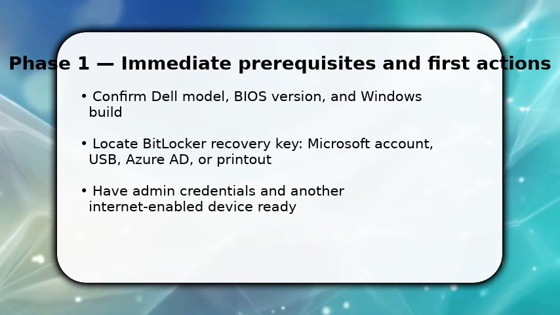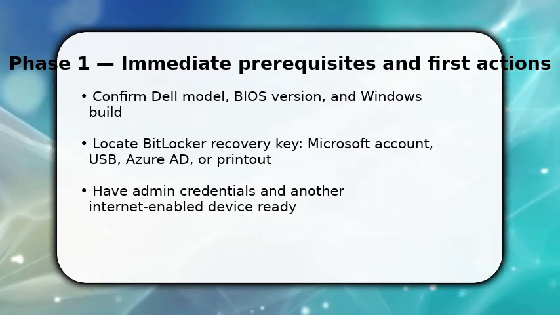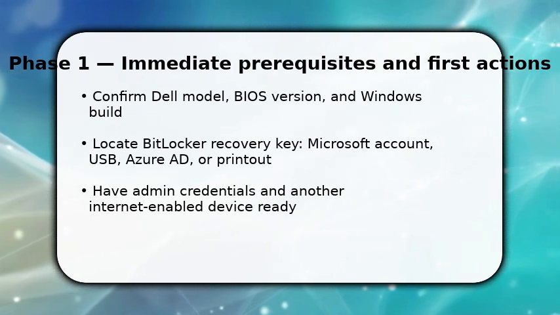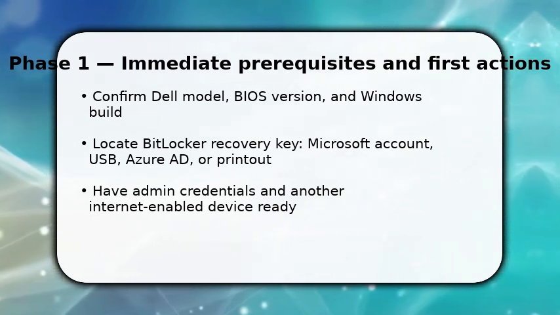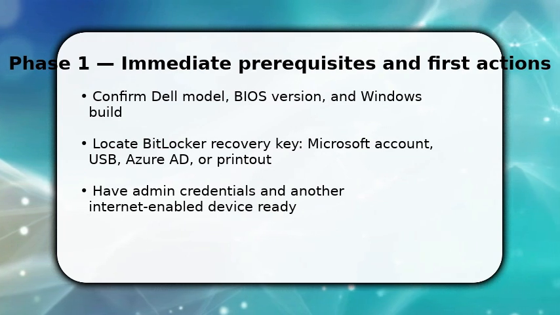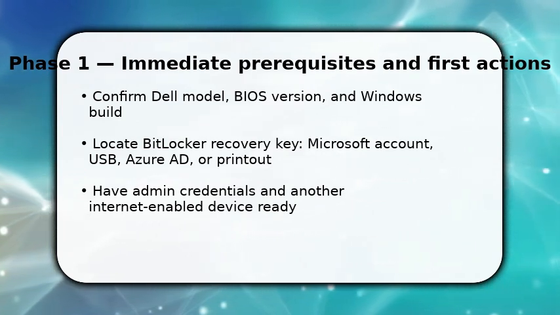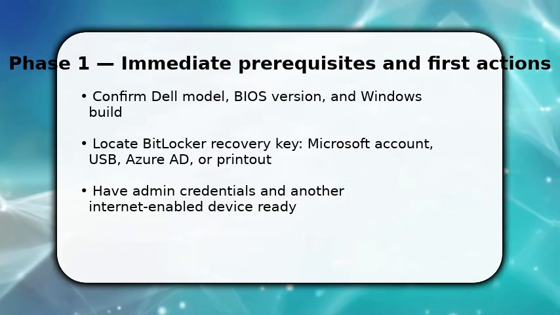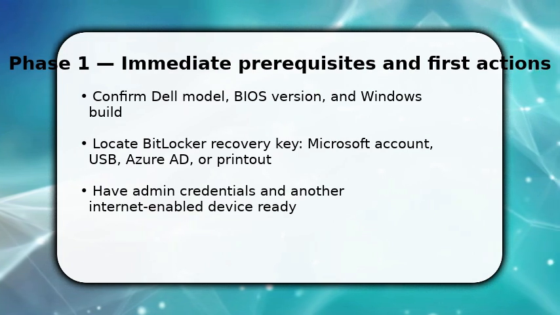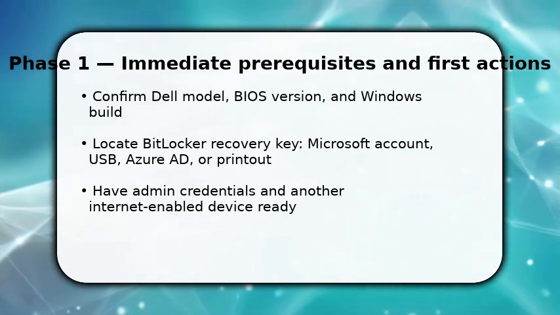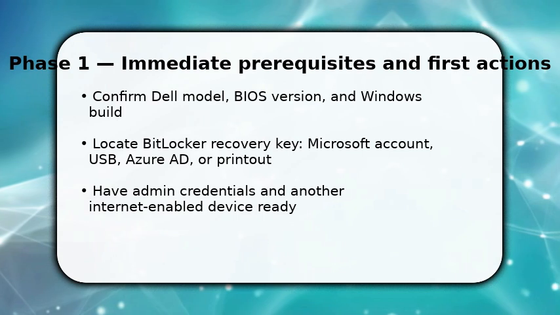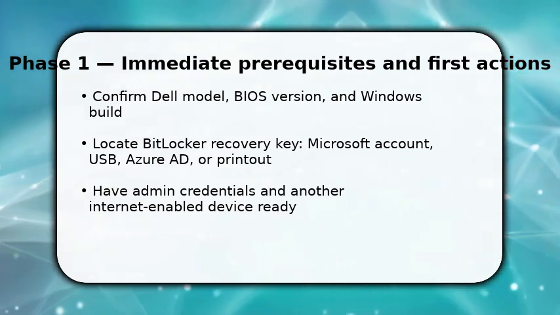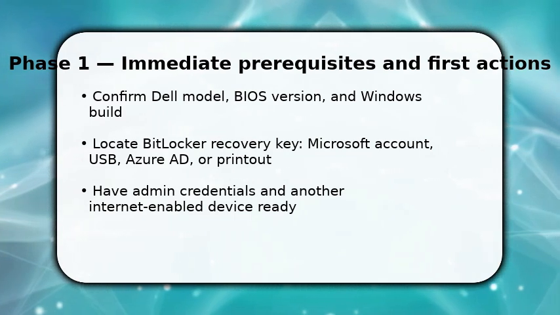You start now. Identify the Dell model and confirm BIOS and Windows builds so you know which recovery path applies. Next, find the BitLocker recovery key. Check your Microsoft account, USB stick, Azure AD, or any printed recovery sheet. This is the one thing that unlocks the drive. While you're at it, make sure you have admin credentials and a second internet-enabled device for account access and downloads. These steps save time because BitLocker won't allow shortcuts without the correct key.